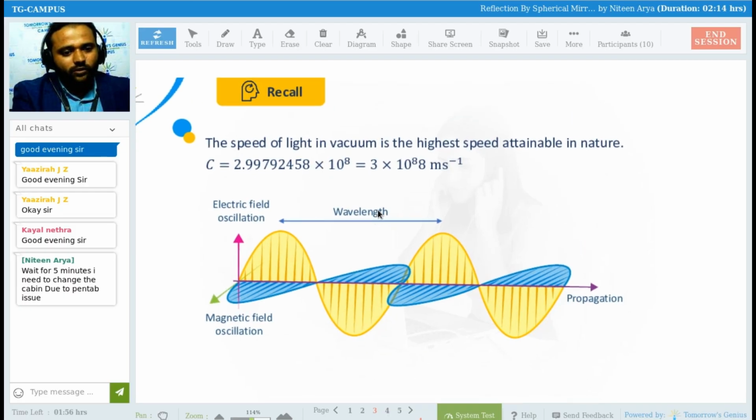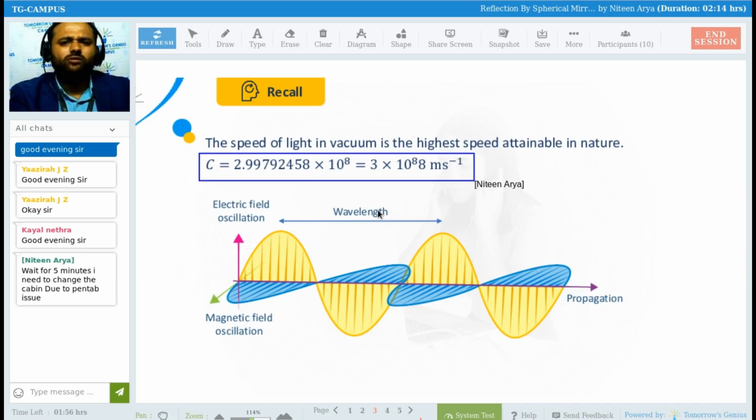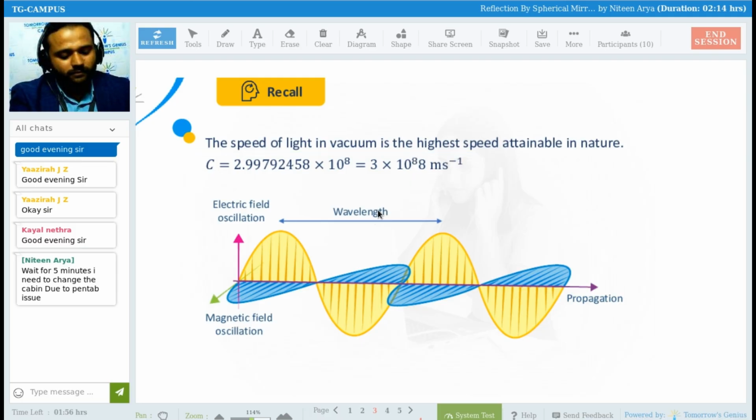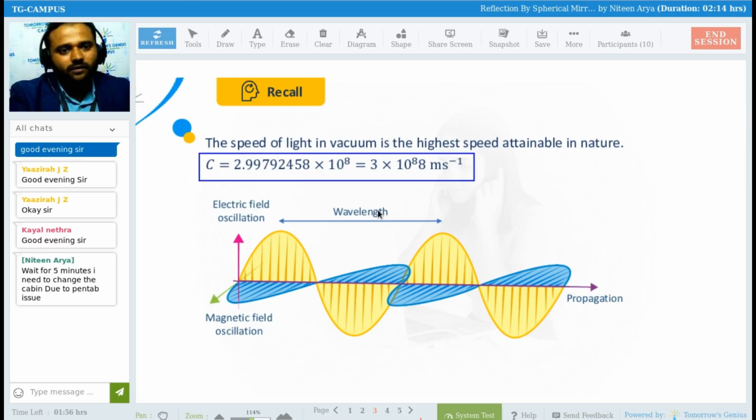Now, as we already did this part, the speed of light in a vacuum is the highest speed attainable in nature. That is C equals 2.99724558, so approximately we are going to write 10 to the power 8 meter per second. Clear? In the previous lecture we did this.